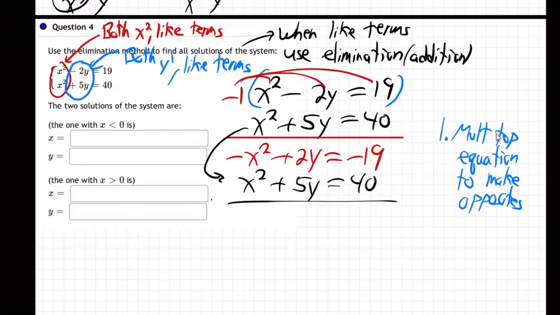So now do you see what will happen if we add them up? See how these guys will just automatically cancel, right? So now we add to cancel the x squareds. So what do we get then? This is 7y, and this is 21.